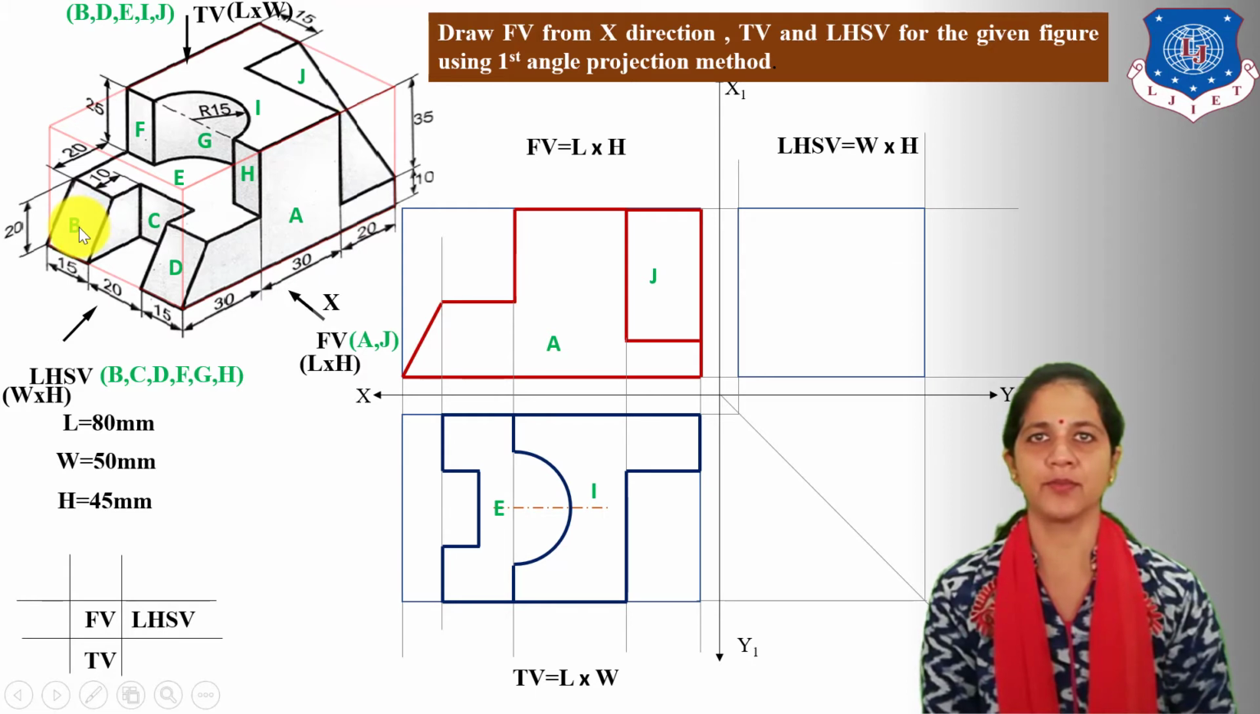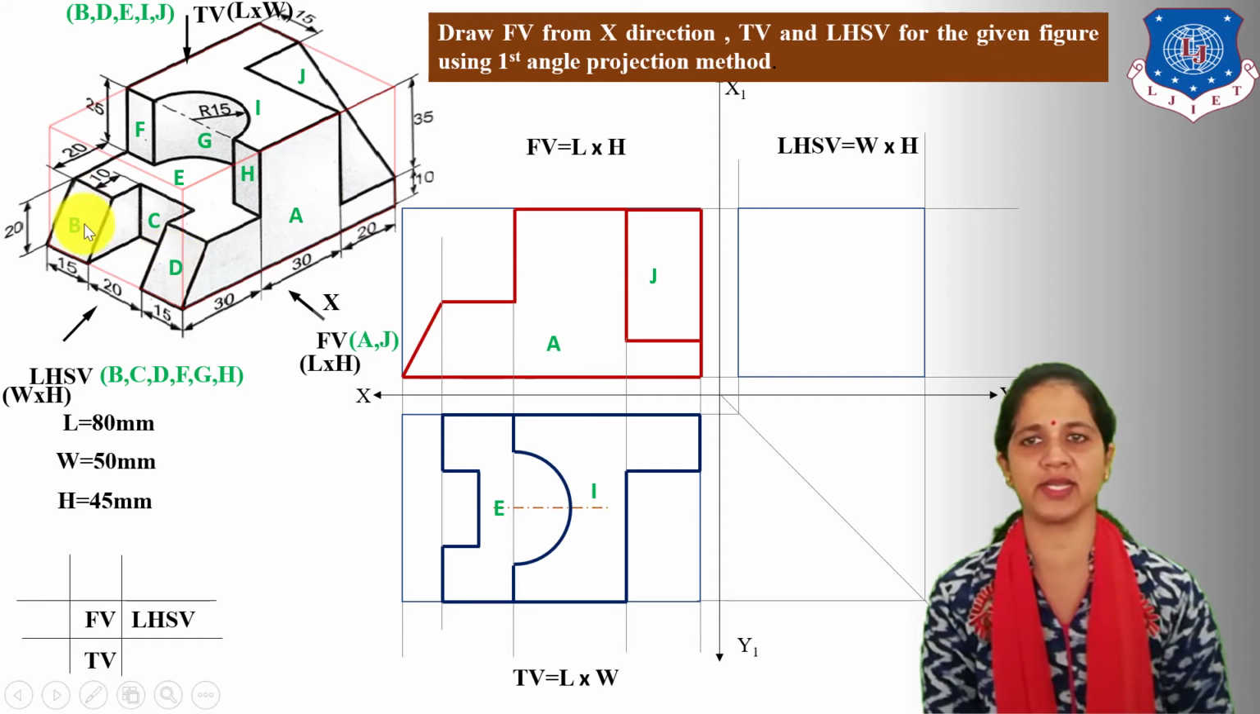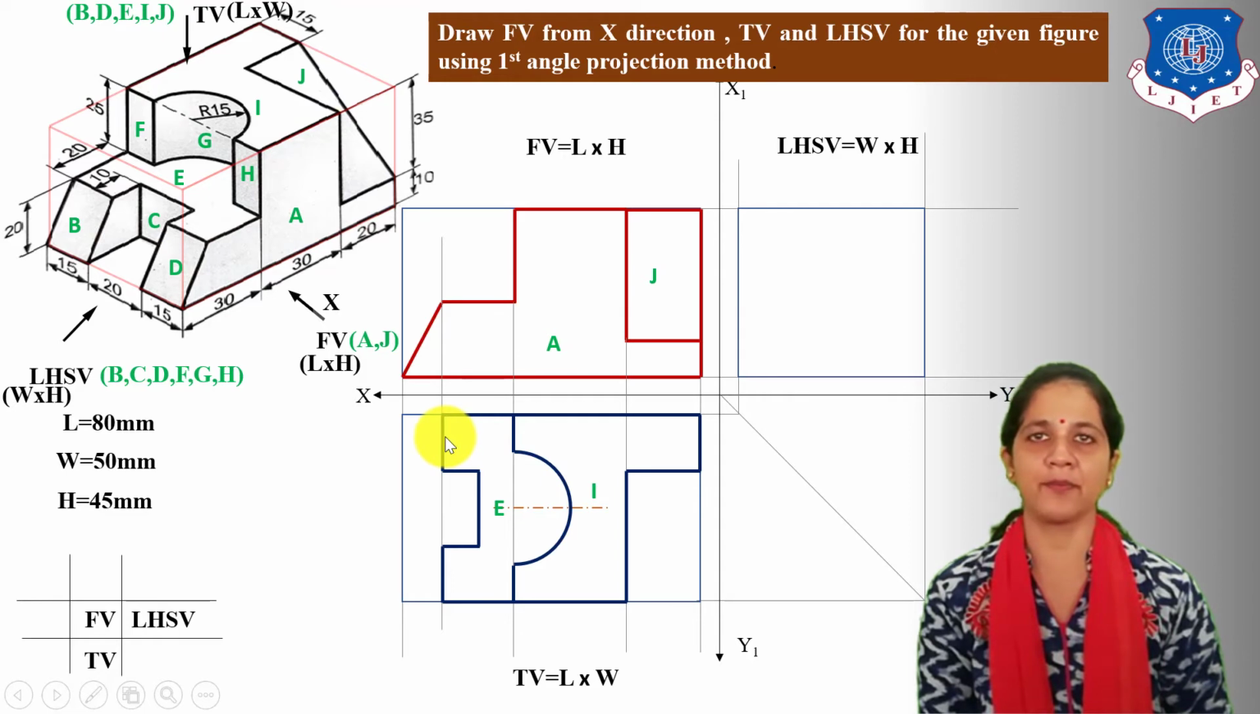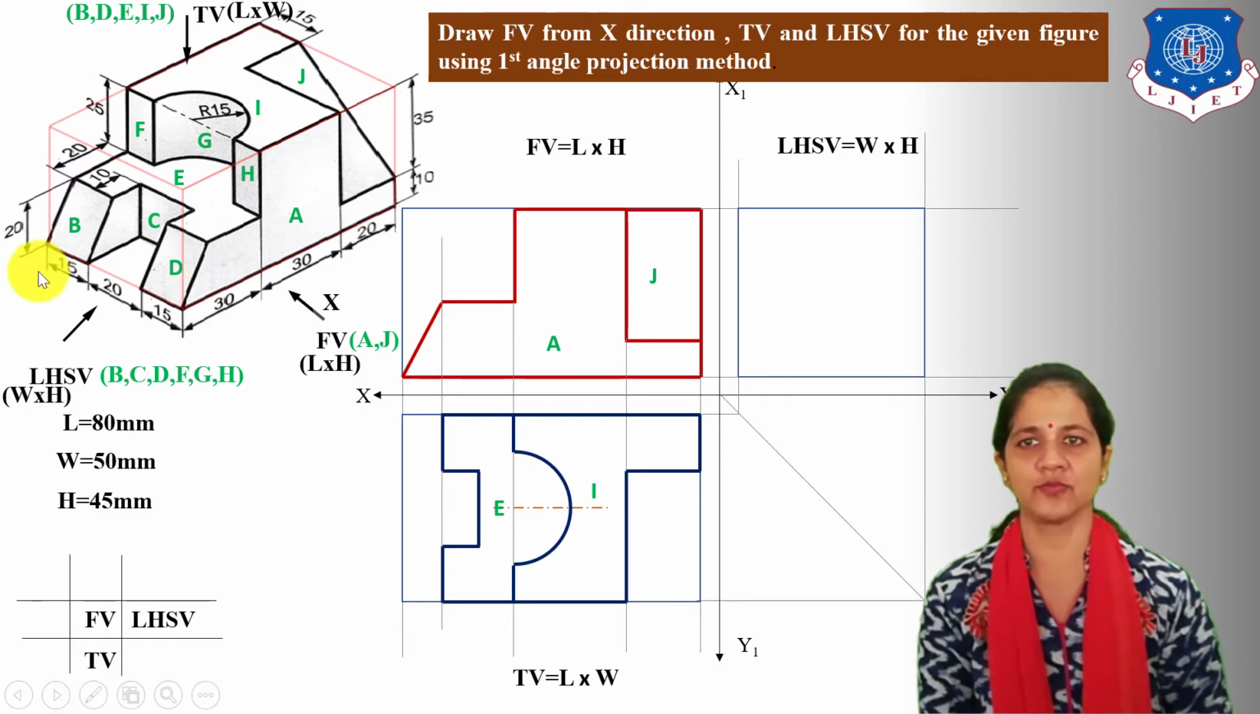Next, locate the B and D surface. Here the B and D surfaces are actually slant surfaces, but from the top direction we can see these two surfaces as a flat surface. So the inclined line of the B and D surface becomes straight, parallel to the length. First, draw the inclined line of the B surface as a straight line.